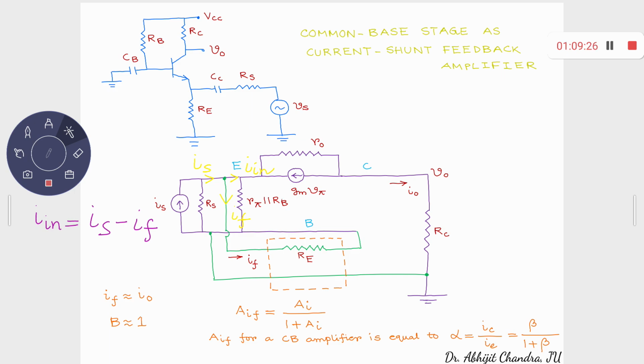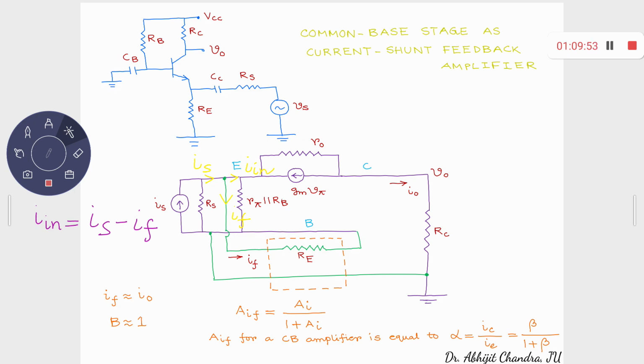So AI upon 1 plus AI, right? And what is that AI? That AI is the gain without any feedback. That gain is beta. So beta upon 1 plus beta. Right. So it's a manifestation of a current shunt feedback amplifier using a common base stage, a single stage common base amplifier.